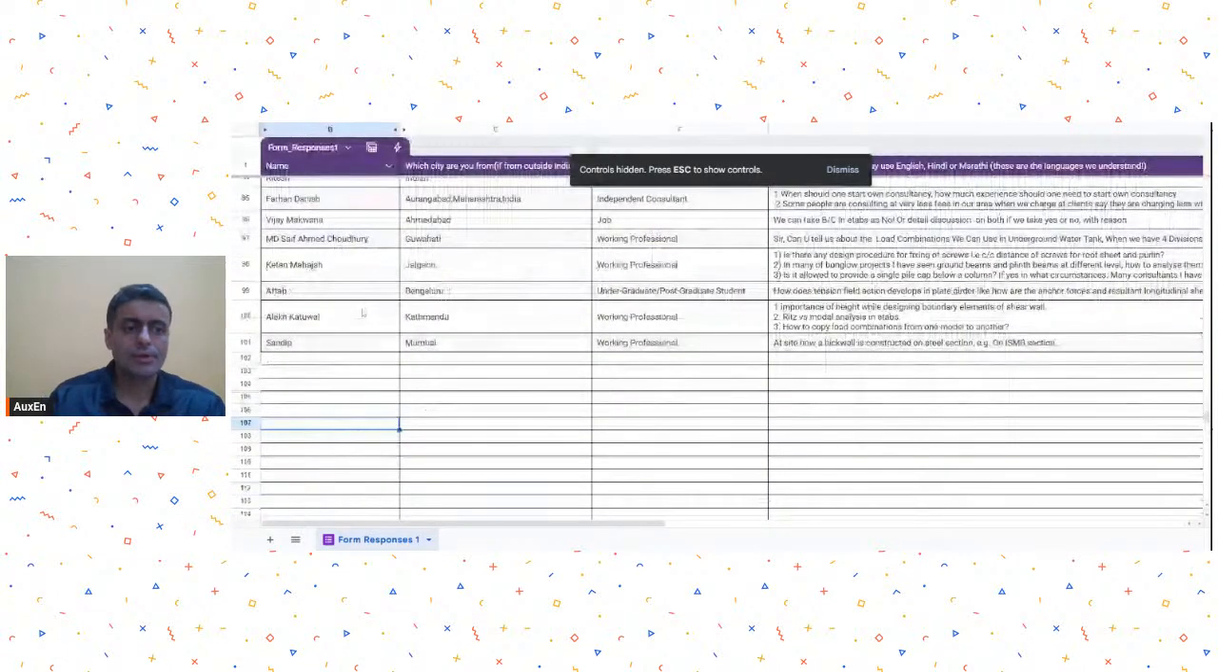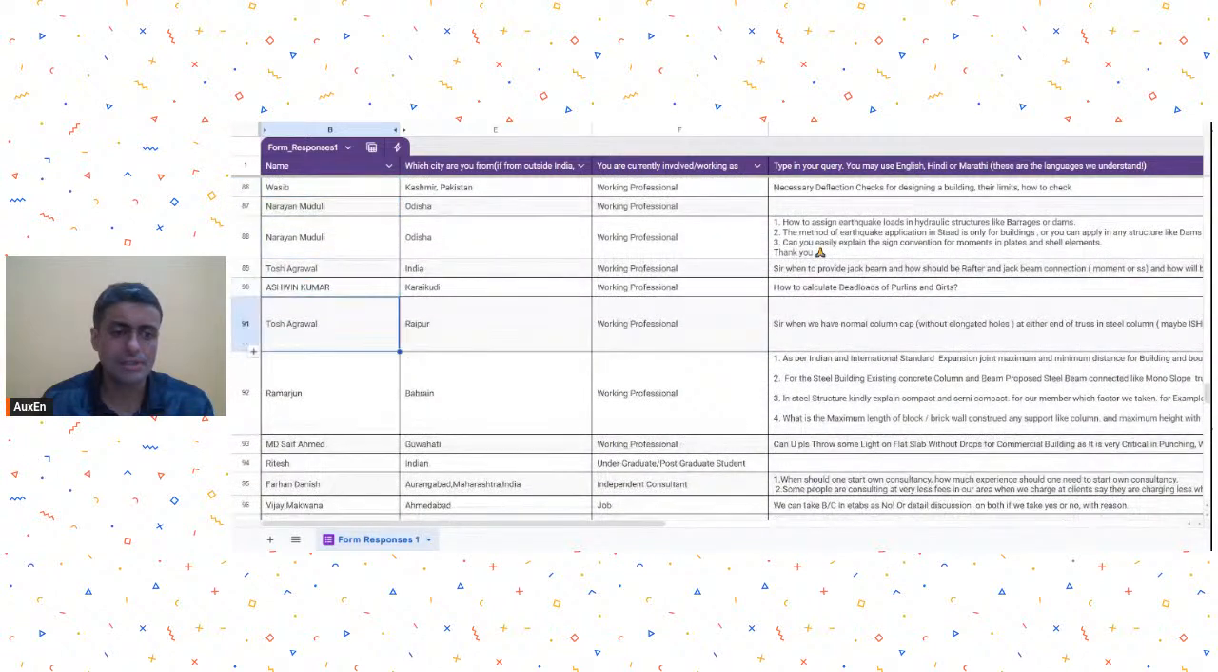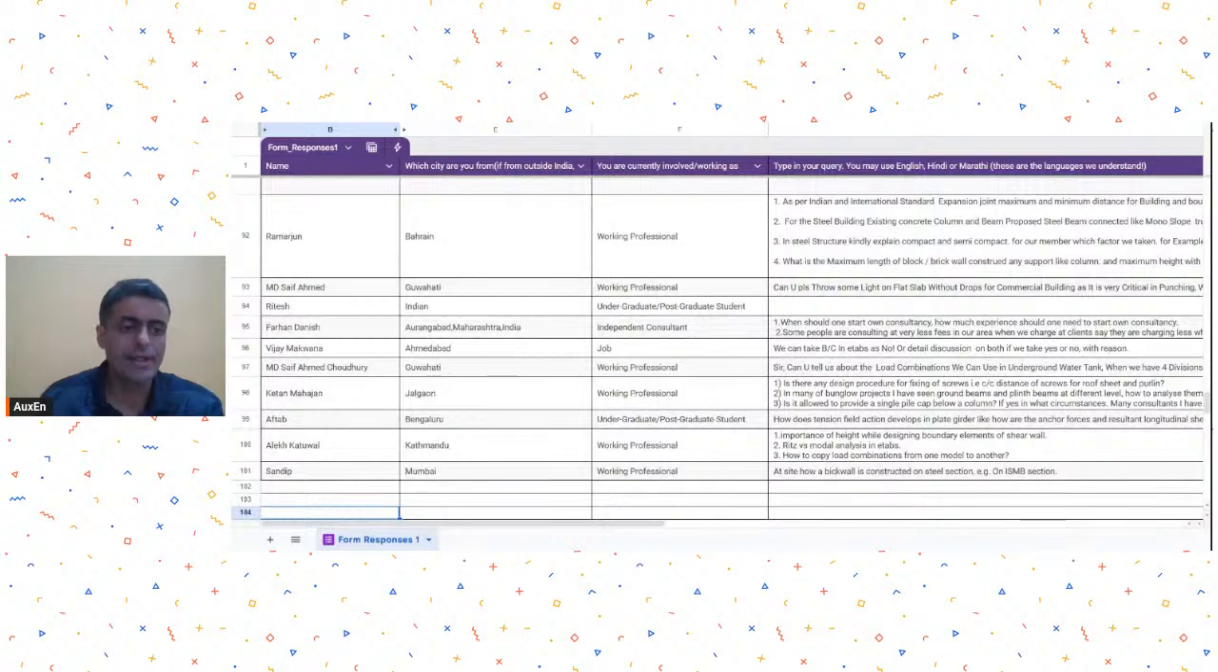In this session, we try to answer the questions and queries raised by structural engineers. Those queries can be related to some concept related to RCC or steel design, or any project related query, or any challenge that they might be facing in the construction on their site. So let us begin with today's questions quickly.